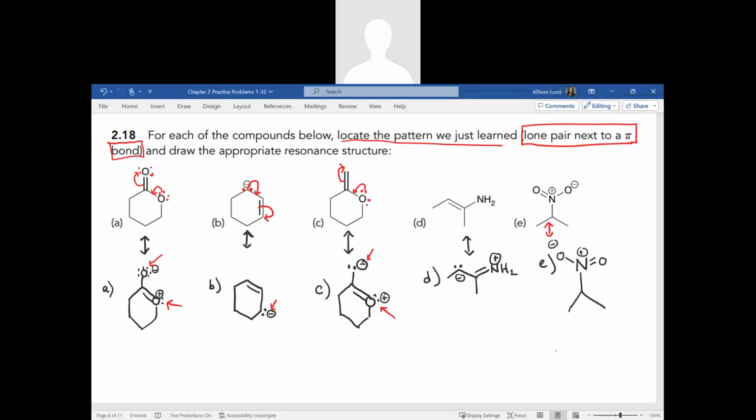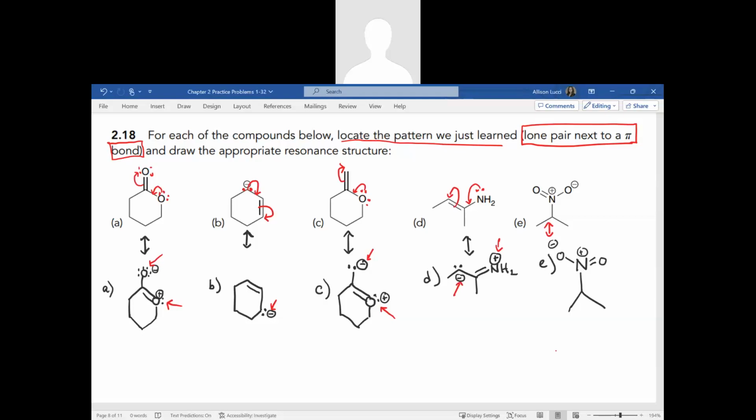In figure D, we see, again, we have a lone pair on the nitrogen now next to a pi bond. So let's move that lone pair here. Now we see the double bond down below. Nitrogen gains a +1 formal charge, and that causes the double bond here to move electrons to that carbon there. And then we see in the answer below, the resonance structure has a lone pair on the carbon and a -1 formal charge.